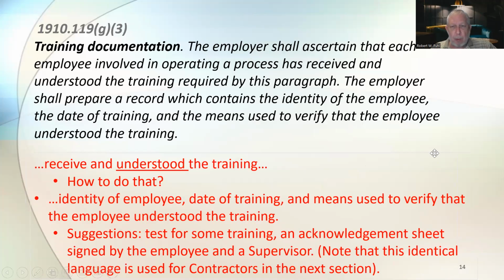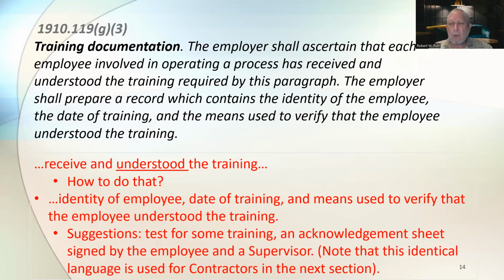Training documentation. Each employer shall ascertain that each employee involved in operating a process has received and understood the training required by this paragraph. The employer shall prepare a record which contains the identity of the employee, the date of the training, and the means used to verify that the employee understood the training. Now this is kind of understood in most of OSHA. Some are more specific than others, but this one says you have to make sure they have received it and understood the training. Remember, we talked about communication earlier, and what communication is.